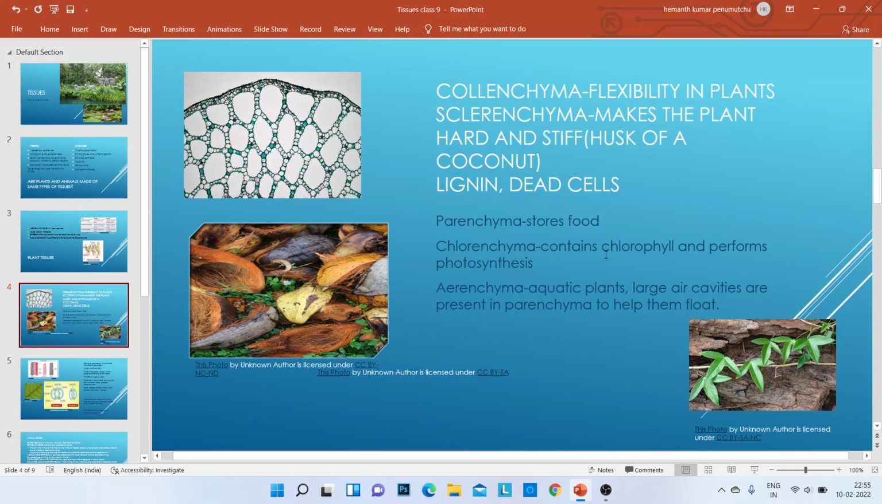Food storage is done by parenchyma, and chlorenchyma and aerenchyma are subtypes of parenchyma only. When parenchyma contains chlorophyll and performs photosynthesis, this parenchyma is called chlorenchyma. And if parenchyma contains large air cavities, these air cavities are present in aquatic plants.